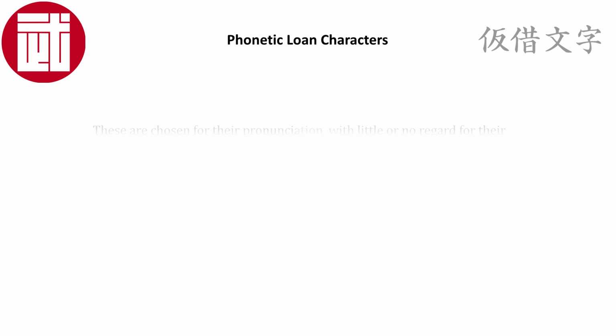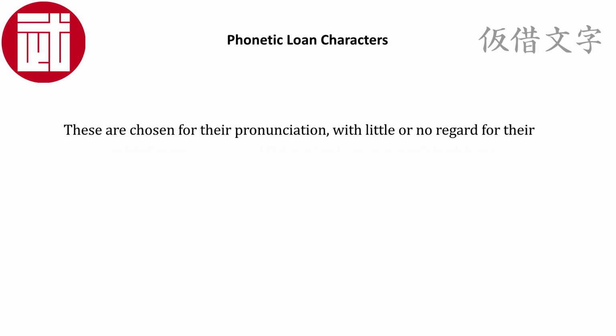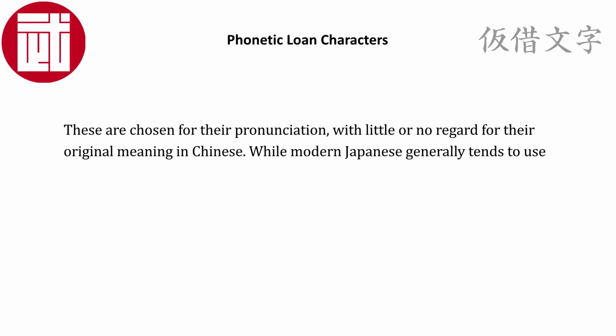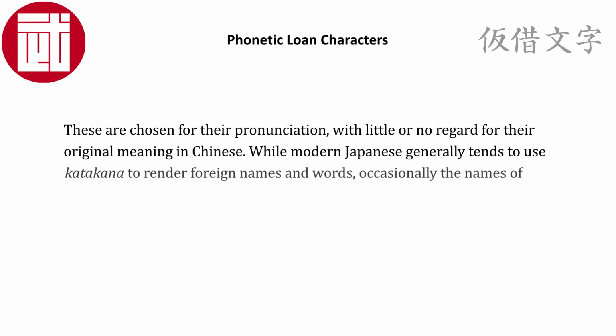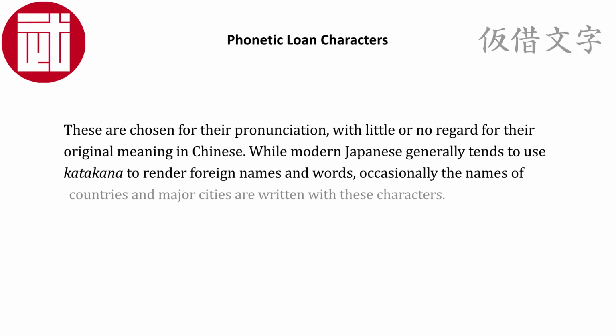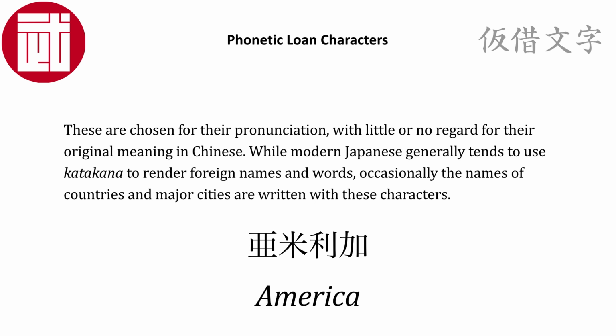Phonetic loan characters are chosen for their pronunciation, sometimes with little or no regard for what the actual original meaning was. Sometimes they use these to render the names of foreign countries. This is especially common in China, whereas in Japan they tend to use katakana.